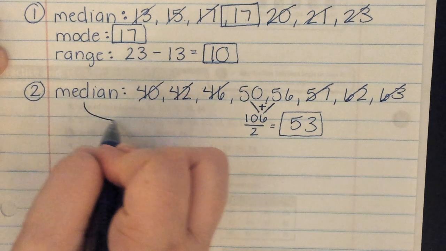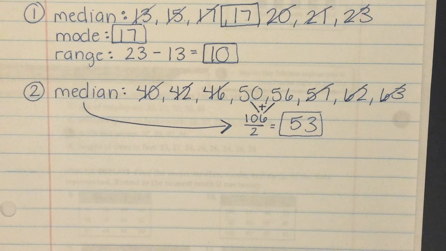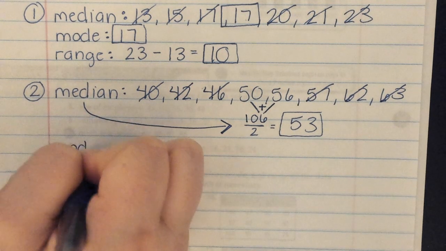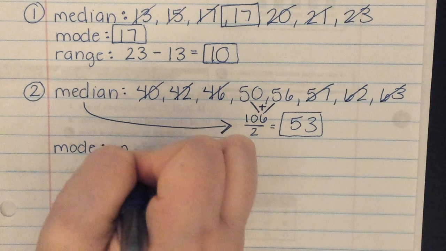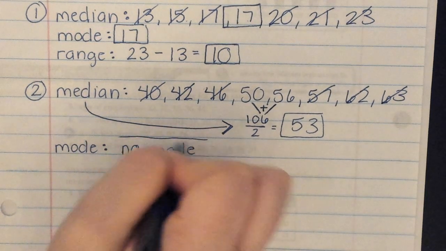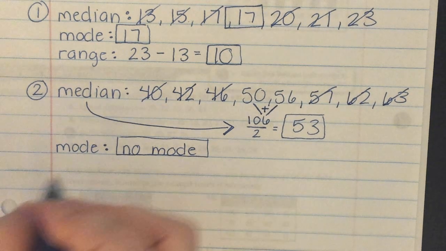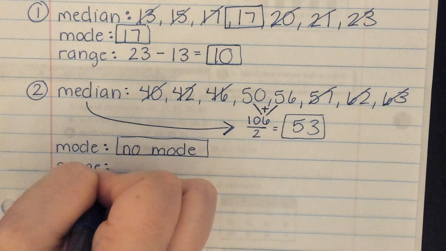And I'm just going to draw my arrow showing that's where my answer is for anyone that grades my paper, okay? All right, the next thing is the mode. What is the mode on number 2? Macy? There is no mode, so I'm just going to write no mode. All right, and then how am I going to find the range? Chandler?